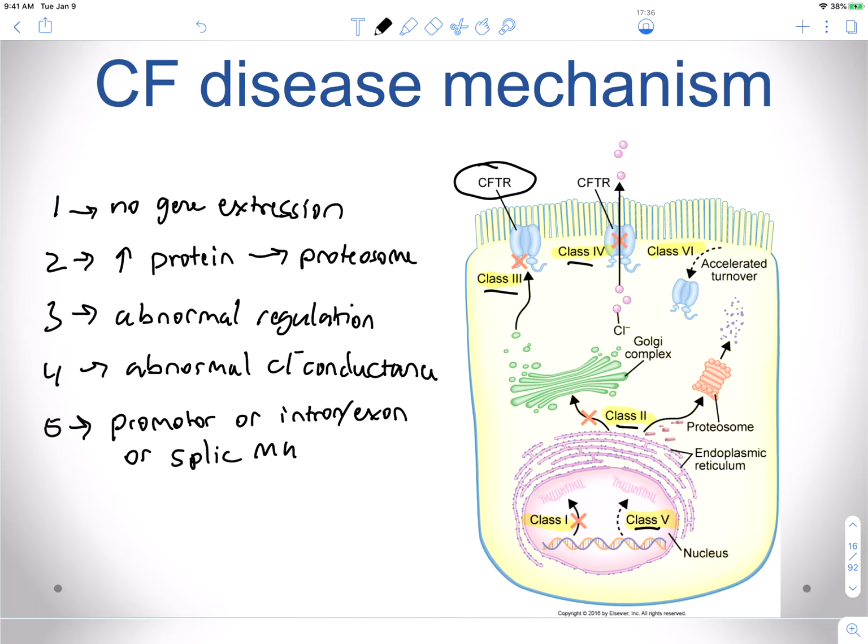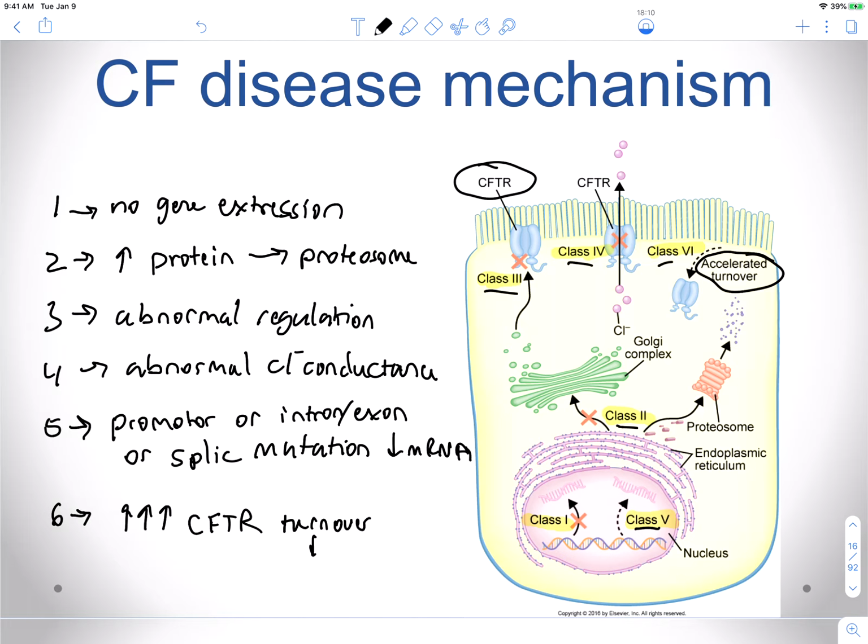But basically, these are affecting protein synthesis because you have a decrease of messenger RNA, at least messenger RNA that codes for the actual true protein. You're going to have defective messenger RNAs depending on where this mutation is. And then in class 6, shown up here, you have what's called accelerated turnover. So you have an increase in CFTR turnover.